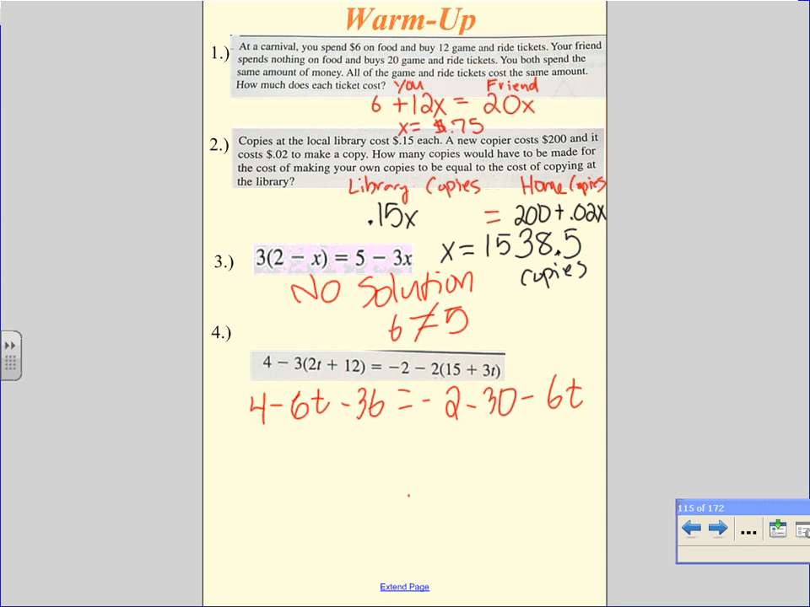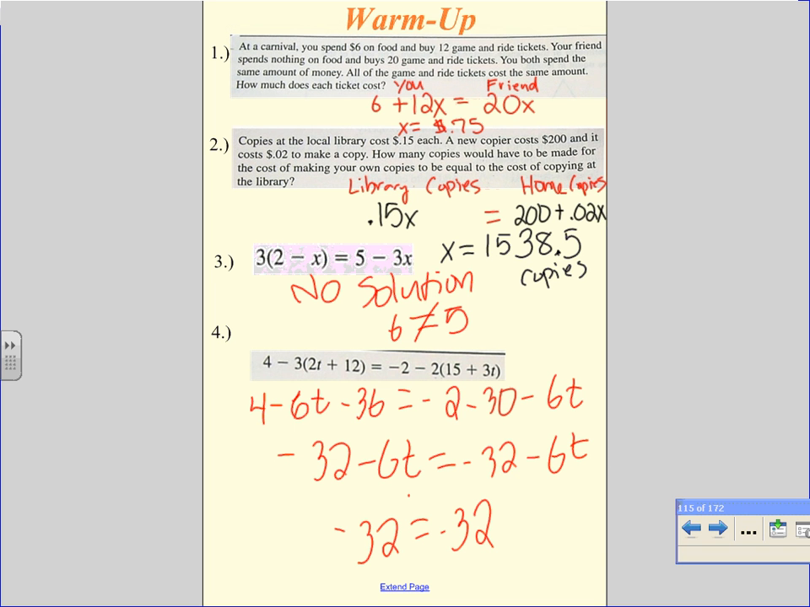Wait, did you do 4 minus 36? Did you do all the steps in your equation, or did you skip some? Okay, what's 4 minus 36? Okay. Okay, what's negative 2 minus 30, sorry. Good. Okay, so at this point, when you go to add 6t to both sides, they cancel. So as Emma H said, we are then left with negative 32 equals negative 32 because the t's cancel. Therefore, the answer is many solutions or infinite solutions. Be careful on that.